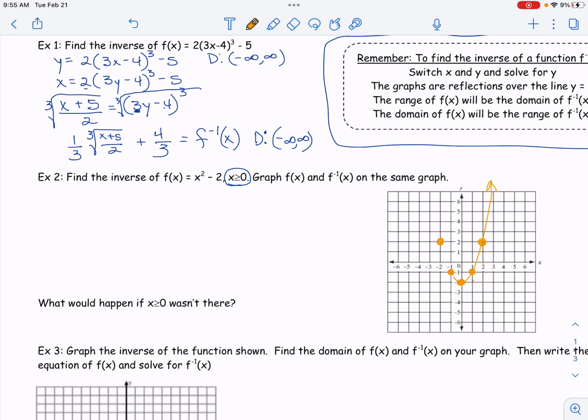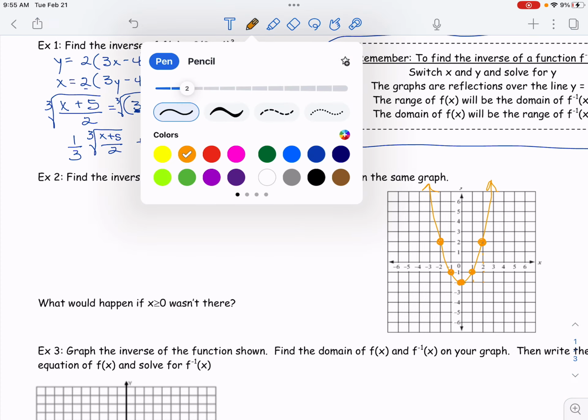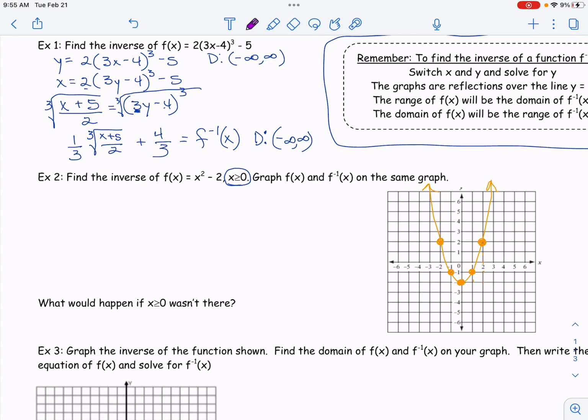Okay? Now, we're going to find the inverse by switching the x and the y. So we have this. So we add 2, and we take the square root. So our domain of this one has to be positive. So your domain is going to be -2 and greater.